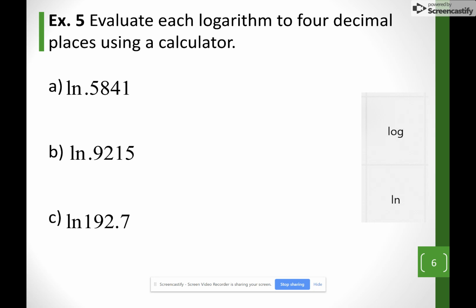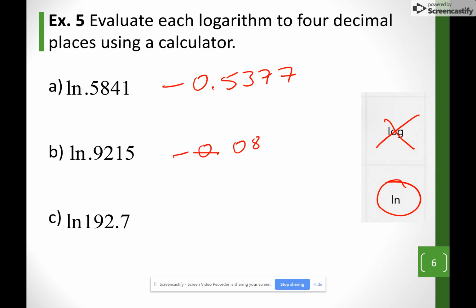Now in this case, I'm looking at ln, natural log, not log. So when I type in natural log of 0.5841, I get negative 0.5377. I round it to 4 decimal places. The next natural log, when I type it in, I get negative 0.0818. Once again, this part is just for you to practice how to type it in. And my last natural log, I'm going to get 5.2611.